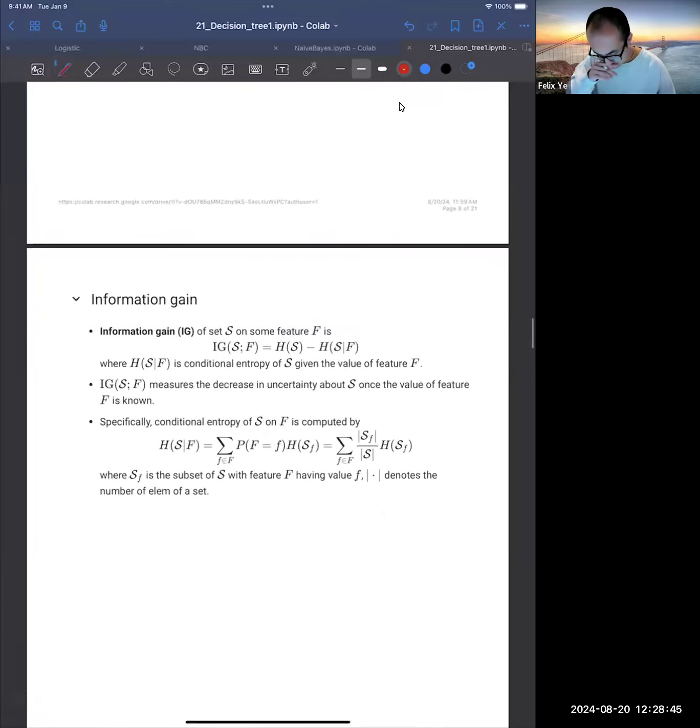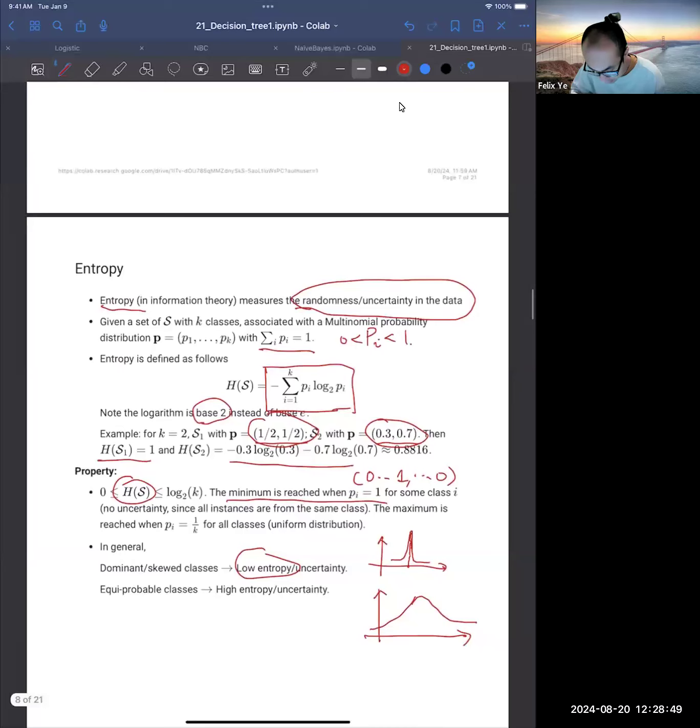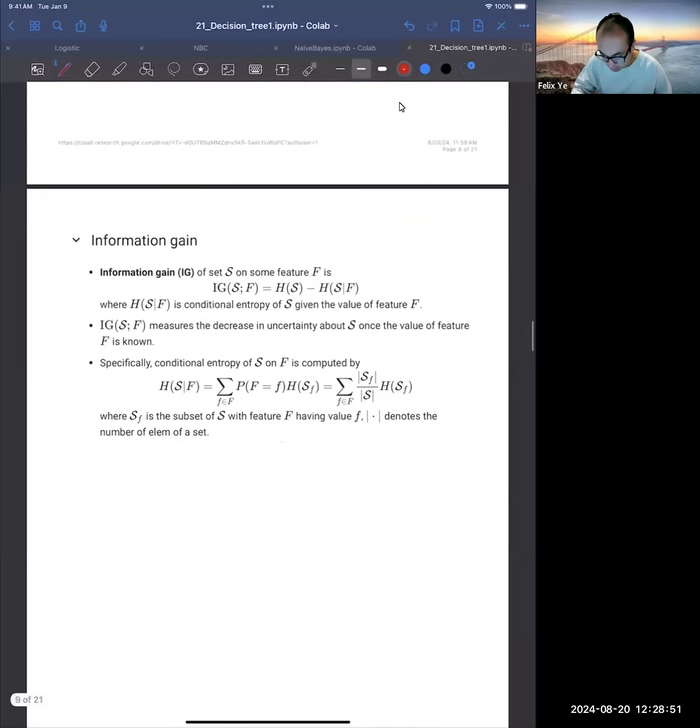On the other hand, there will be something called information gain. Here we're just talking about the entropy, I mean the randomness. The information gain is basically the entropy of the set S subtract the entropy of S conditional on the value of the feature F. This is something called conditional entropy given the value of feature F.